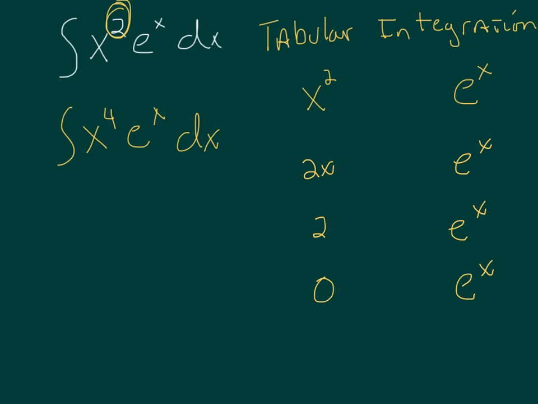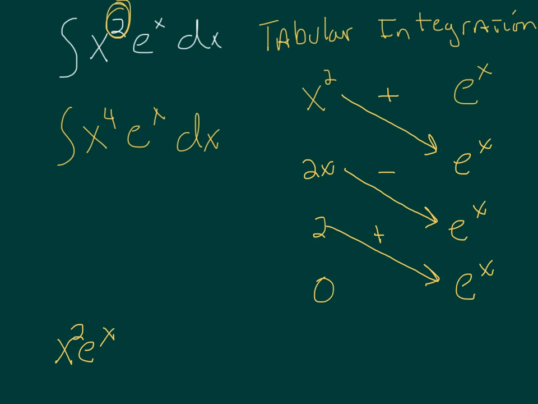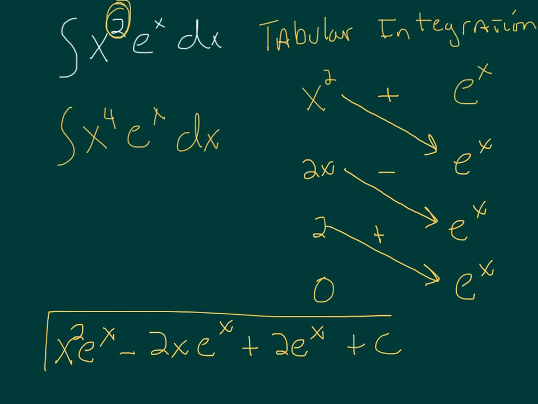Okay, then we're going to just draw some arrows from the first term in the left-hand column to the second term in the right-hand column, and so on. And then we just put signs in, plus, minus, plus, and the signs alternate. Okay, so then the answer becomes positive x squared e to the x, then minus 2x e to the x, plus 2 e to the x, plus c. And that's your final answer.